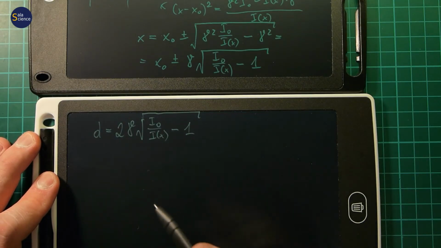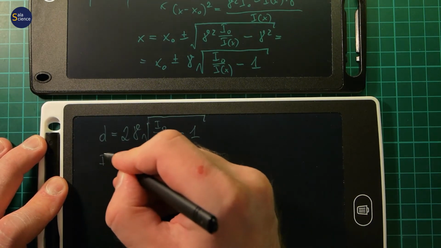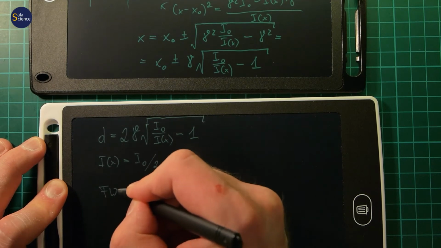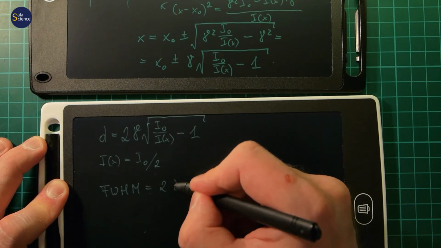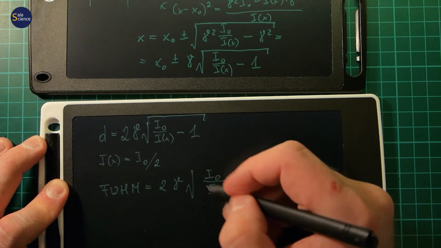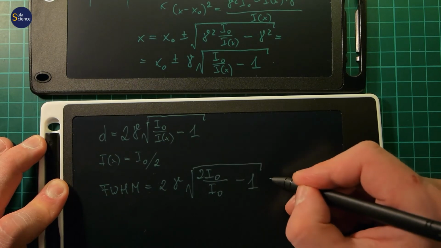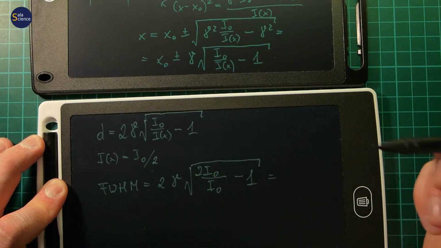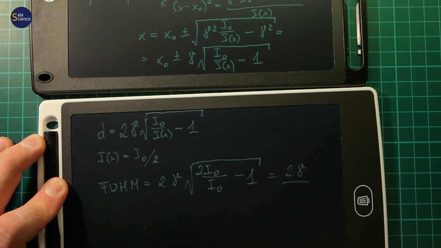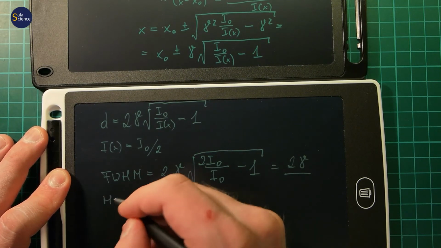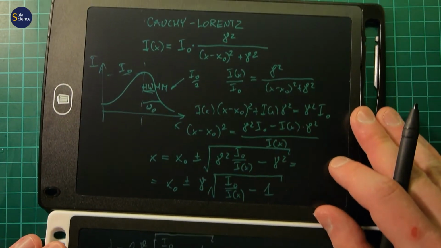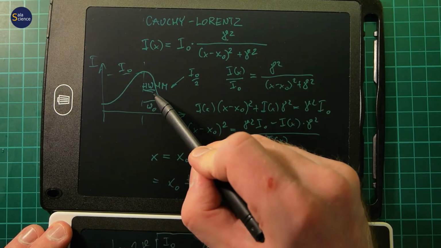So let's calculate the full width at half maximum. Full width at half maximum appears for the intensity which is I naught over 2. So full width at half maximum equals 2 gamma square root of I naught over I naught over 2, so 2 minus 1. 2 minus 1 is 1, square root of 1 is 1, so we have 2 gamma. It means that full width at half maximum equals 2 gamma. Moreover, it means that the half width at half maximum, which is half of the full width at half maximum, is just gamma. So, by definition, this gamma is just the half width at half maximum.